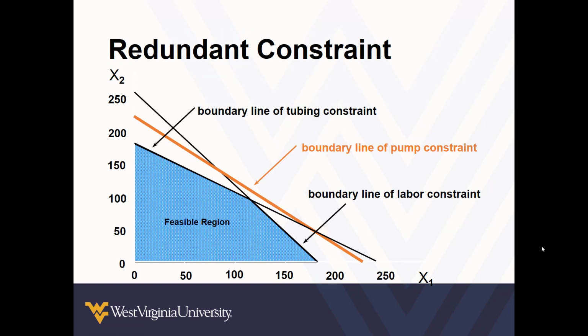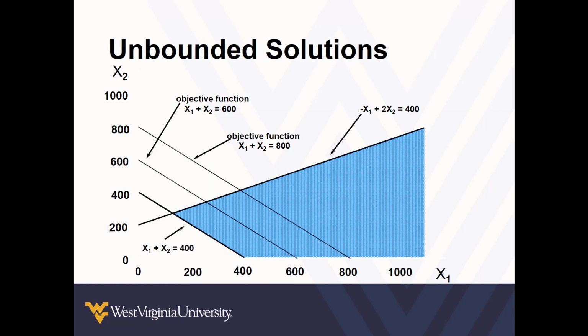We may also have redundant constraints, and redundant constraints are those that have no bearing whatsoever on the feasible region. So here in orange, I have the boundary line of the pump constraint, and it does not touch the feasible region that's given. And therefore, we may not want to include it in the model. It may just increase confusion and lack of clarity. Unbounded solutions are those where you are able to create an area of feasibility. However, the area of feasibility does not align with an optimal solution.